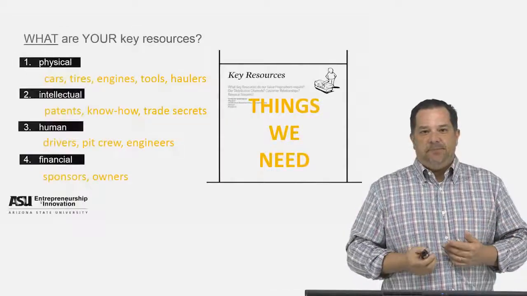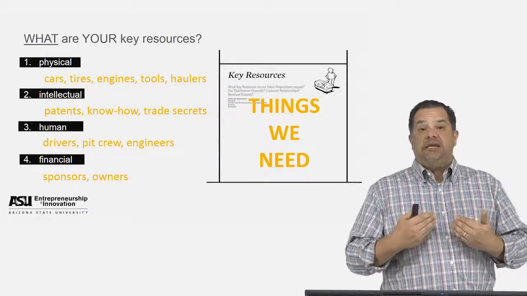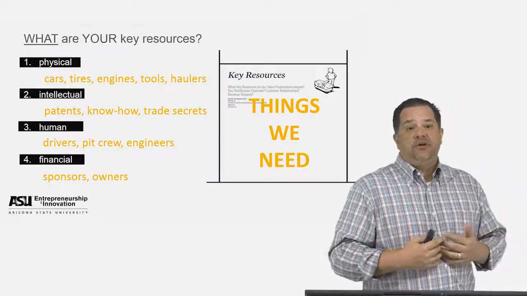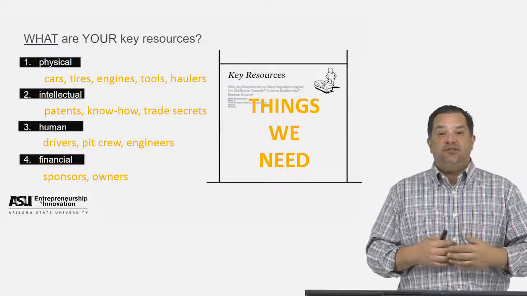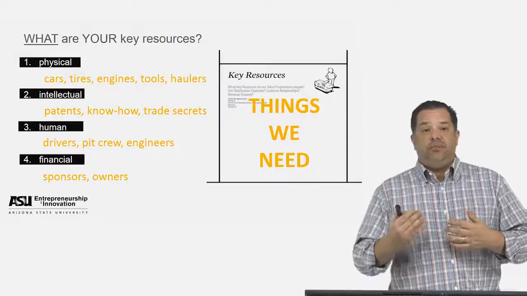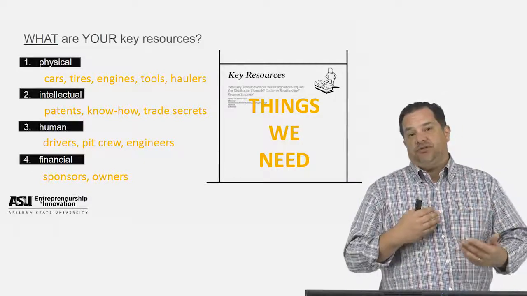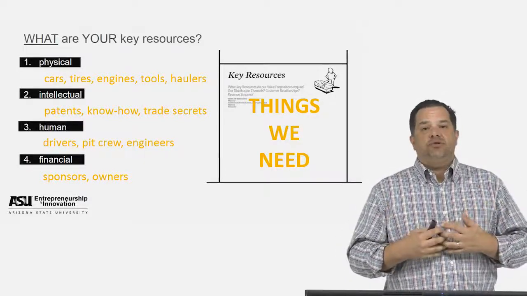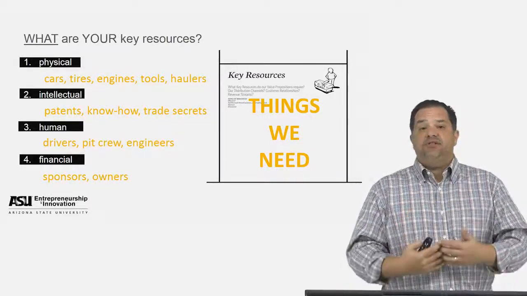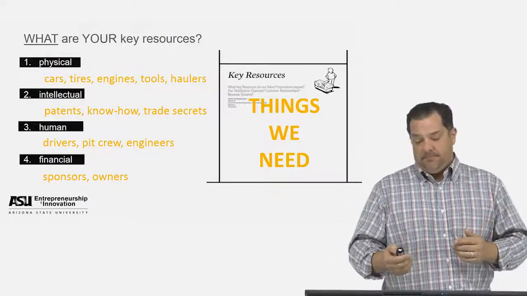So here's the quick replay from last time, our key resources, things that we need, things that make us us, our physical resources, like tires, cars, engines, tools, and haulers. Our intellectual resources, which are patents, which can be know-how and trade secrets. Our human resources, which are our engineers and our pit crew and our driver. And our financial resources, which are our sponsors and our owners. These key resources, when we have a startup, no matter what the industry sector is, we're going to have physical, intellectual, human, and financial resources that will make our company who we are.